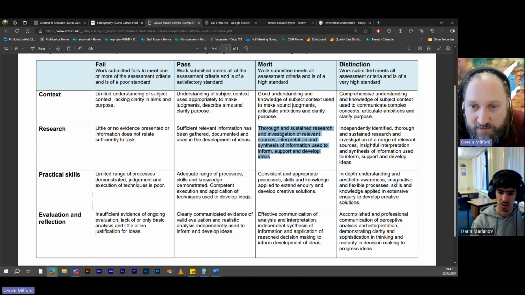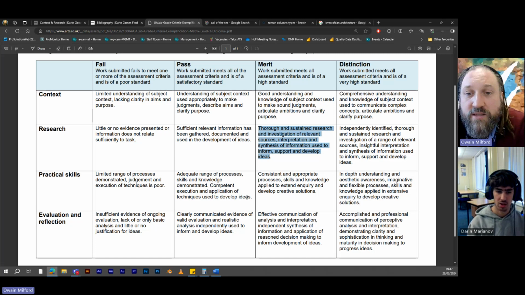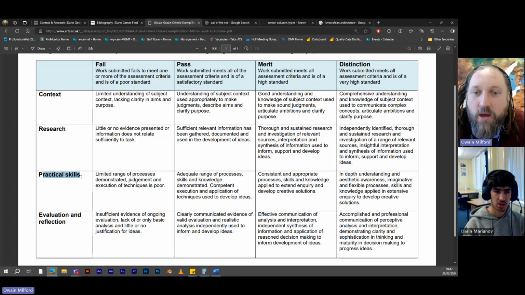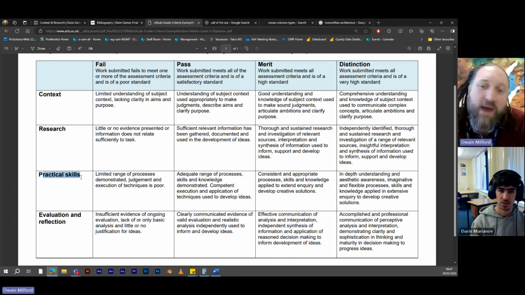Practical skills, obviously I just had a little glimpse of what you're making. That looks good so far. Make sure you're documenting all that as you're making it. But I would say at this stage, I don't want to say where we are with that because there's not enough evidence for it yet. But at this stage, I wouldn't expect there to be enough evidence for that.